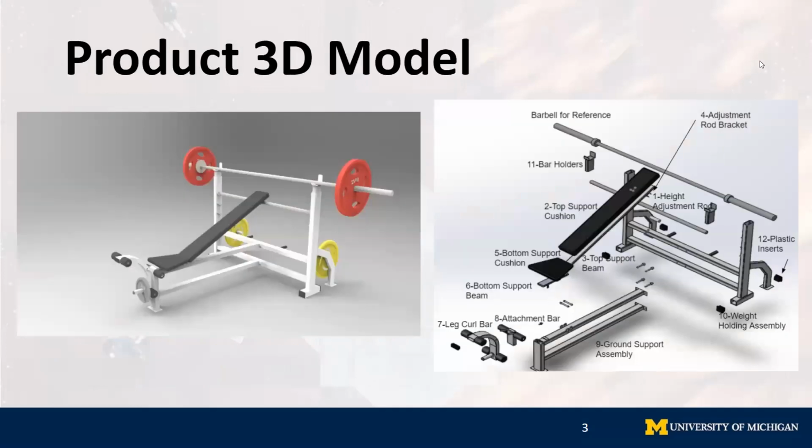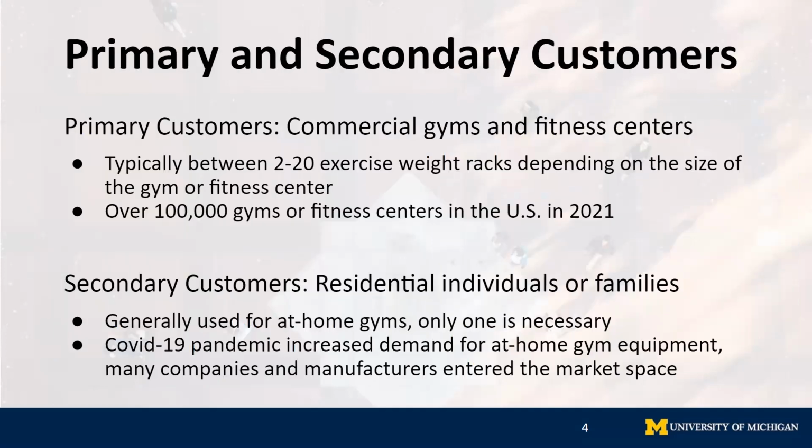On the left, we have an isometric view of our CAD model, and on the right, we have an exploded view of the different sub-assemblies of our exercise weight rack. Our primary customers would be commercial gyms and fitness centers, while our secondary customers would be residential individuals or families.